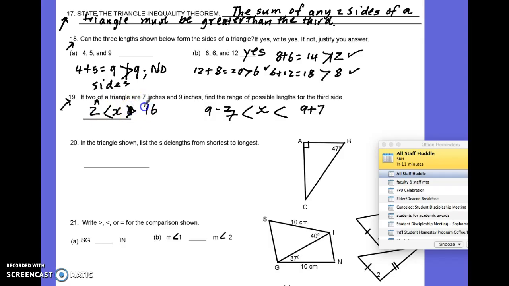And I did this wrong. It should be less than 16 and greater than 2. So anything in there would be a good one.